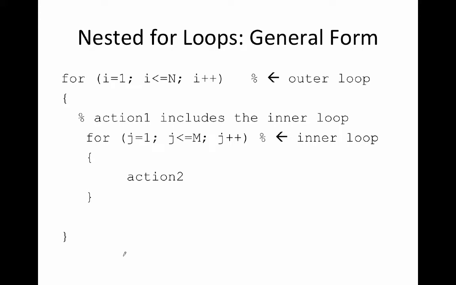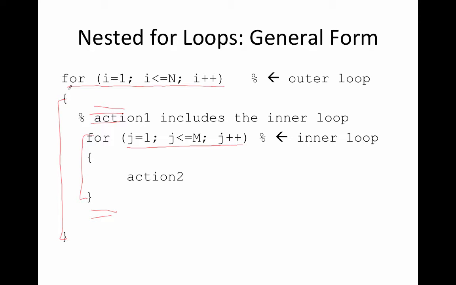So here's the general form of a nested for loop in C. We have the outer loop that goes from 1 to n in steps of 1. And let's say that we have a compound action for the outer loop. So the action is going to include the inner loop. So you might have some statements before, you might have some statements after, but somewhere we have the inner loop, where we have another loop variable j, which goes from 1 to m in steps of 1.